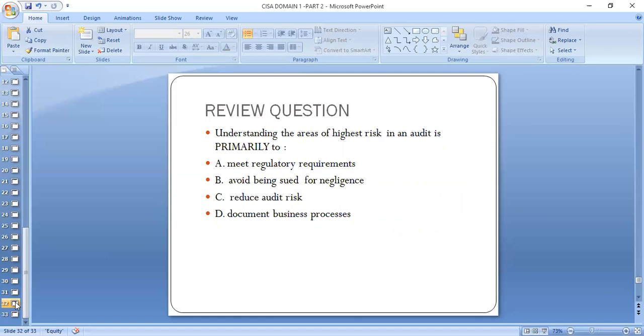Use the Pareto rule, the 80-20 rule. Where are things likely to go wrong in this organization? If they go wrong, where are the areas of highest impact? Focus your audit on that area of highest risk so that audit risk can be reduced. So the answer here is C.